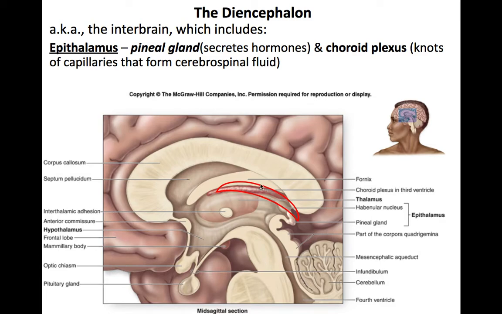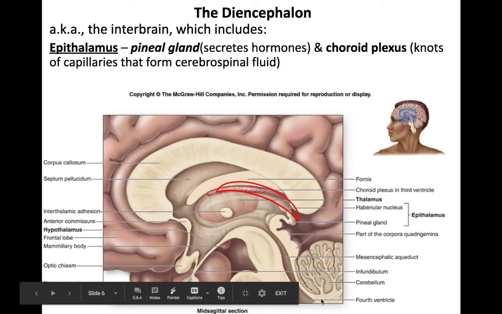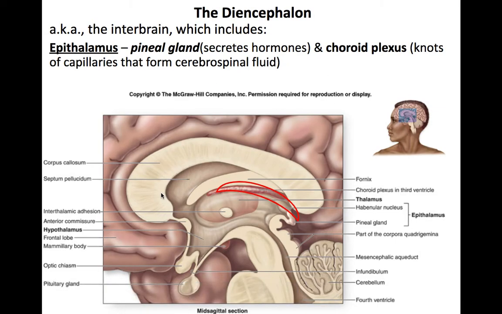And then the choroid plexus is this reddish region up here. And what does it do? It makes cerebrospinal fluid. So the cerebrospinal fluid will then flow through all the ventricles and down, past the spinal cord and then back around the brain and so on. Okay, so that's the epithalamus.